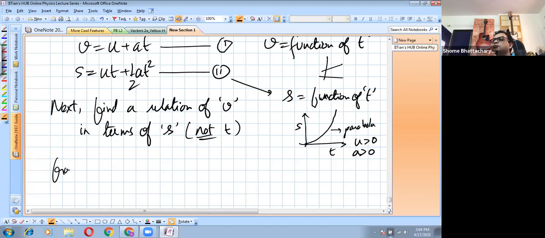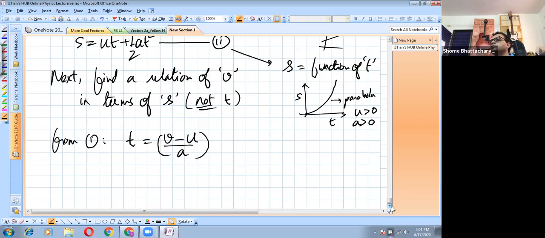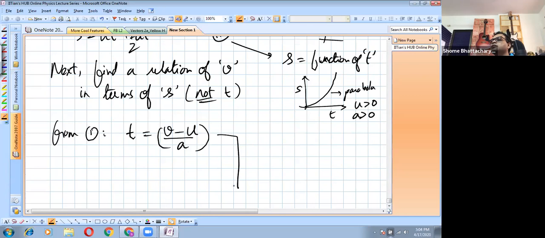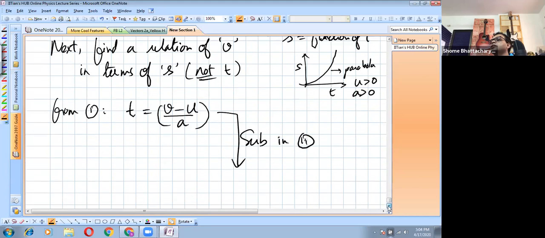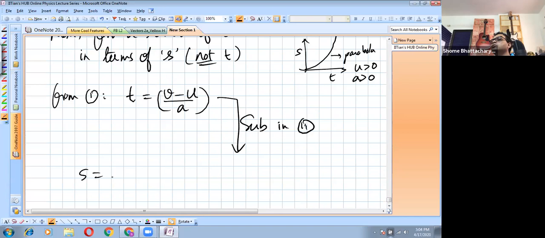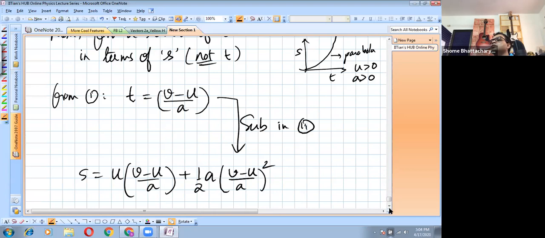So from equation 1, you can write the time as v minus u upon a. And now you can substitute this relation in equation 2. That will accomplish the task. So in the second relation, your s is equal to ut, so in place of t what will come? v minus u upon a, plus half at square, so that is ((v minus u) upon a) square.